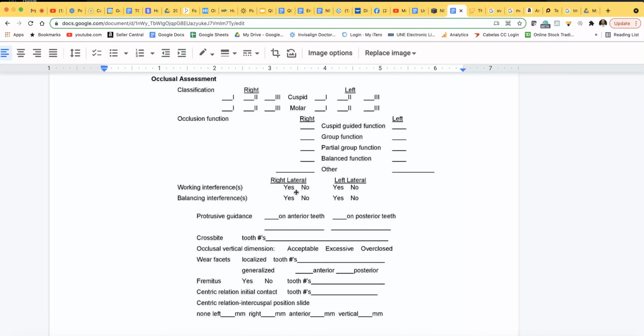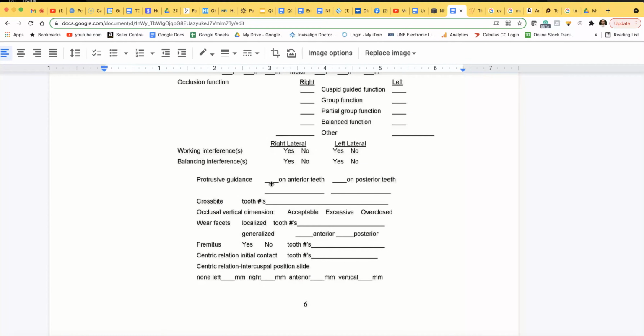So here's your lateral interferences. Your working interferences is the side that you're going towards. And then the balancing interferences are the opposing sides, also known as non-working interferences. Protrusive guidance: when they slide forward, are they on the anterior teeth or on their posterior teeth? We don't want this. Dawson spent a greater part of his career preventing posterior teeth from touching during lateral and protrusive function. That was 90% of his whole shtick: TMD is caused by interferences outside of normal protrusive and lateral excursive movements.